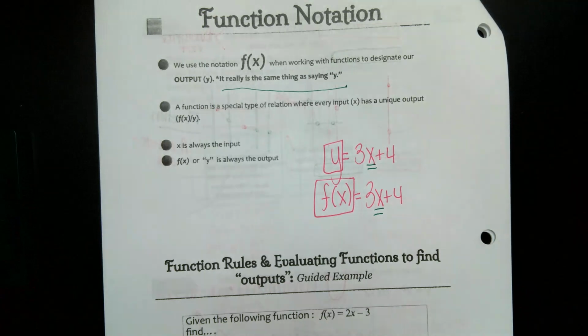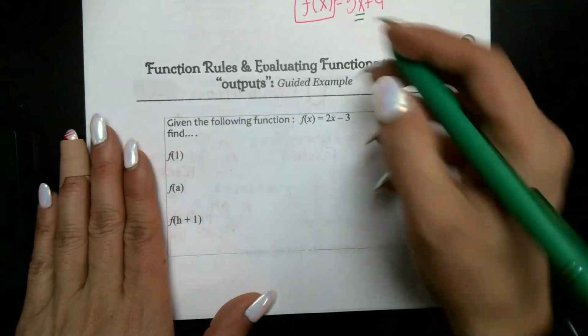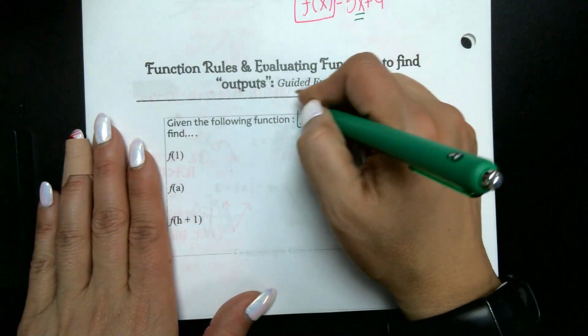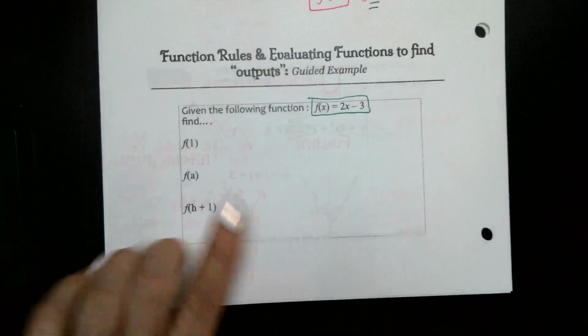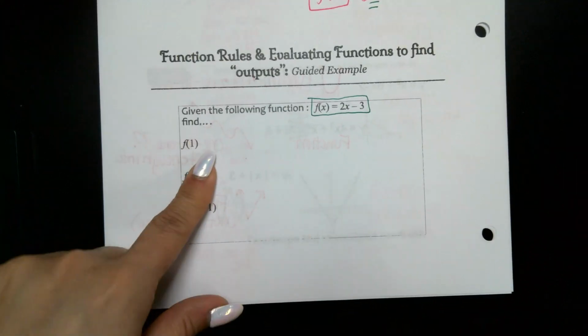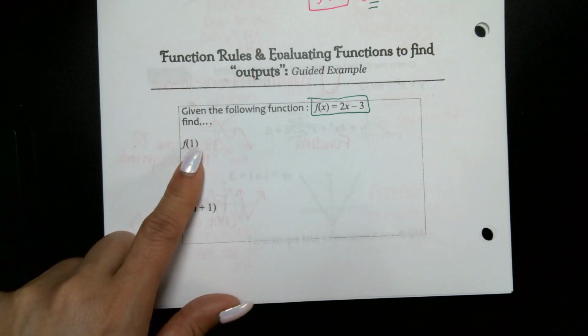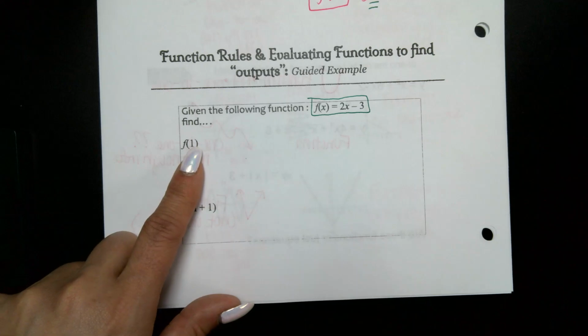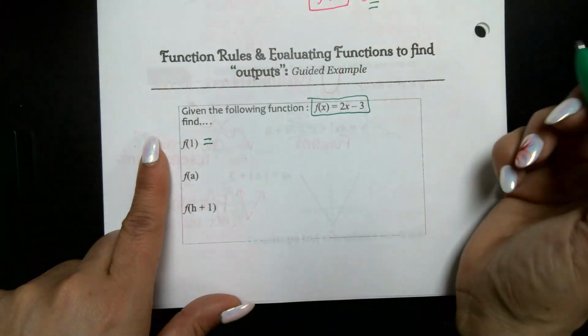Okay? So what I'm going to do is give you guys some functions like this one here. So this one says f of x equals 2x minus 3, and they want you to find f of 1. So what did they just give you? They gave you the x value. What are we going to do with that? We're doing a plug and chug, guys. Super simple.